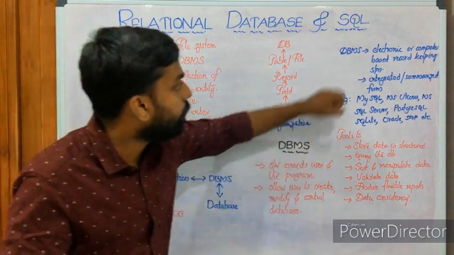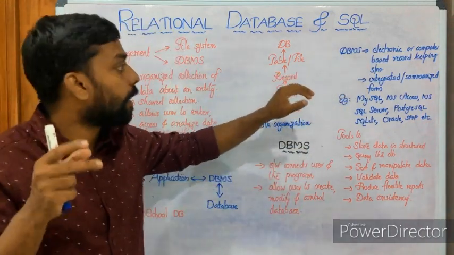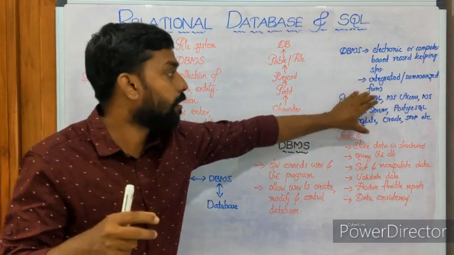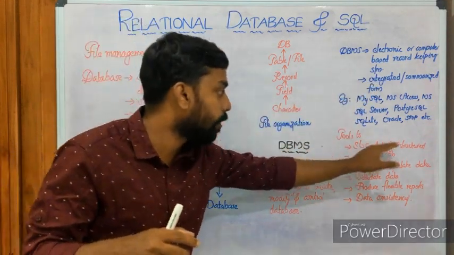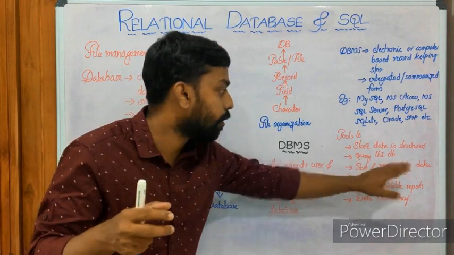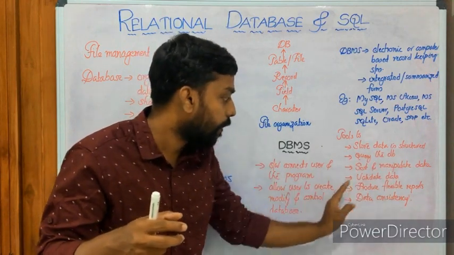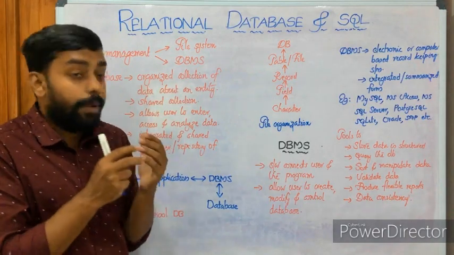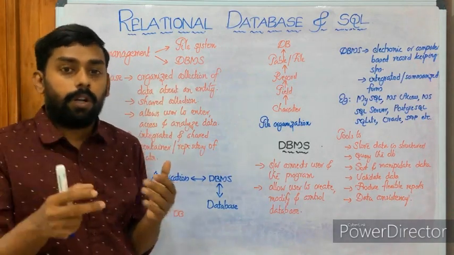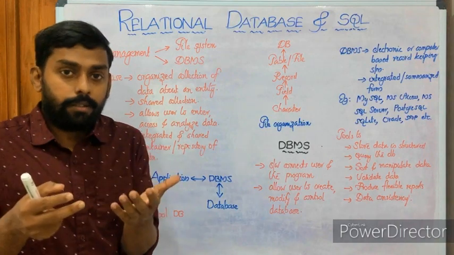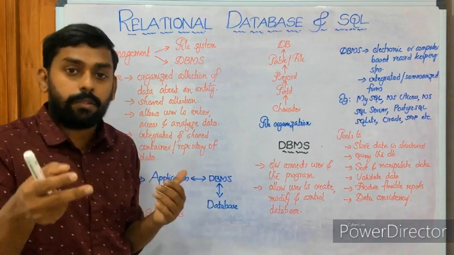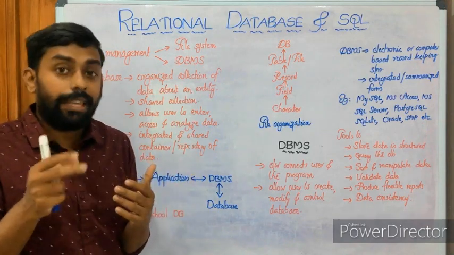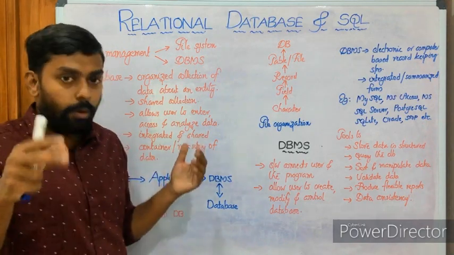You can do all these things, and it's an electronic or computer-based record keeping system. These are some of the examples, and it helps us to store data in a structured way, query the database, sort and manipulate data, validate the data, produce flexible reports, and ensure data consistency. So this is all about database fundamentals. We are coming to the drawbacks of file system and the advantages of database management system, applications and all those things, the higher-end topics in detail in our coming classes.